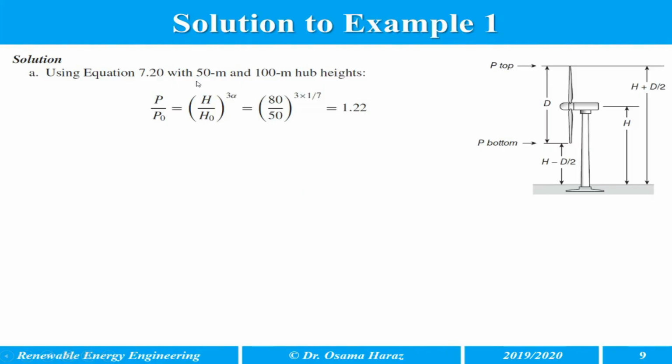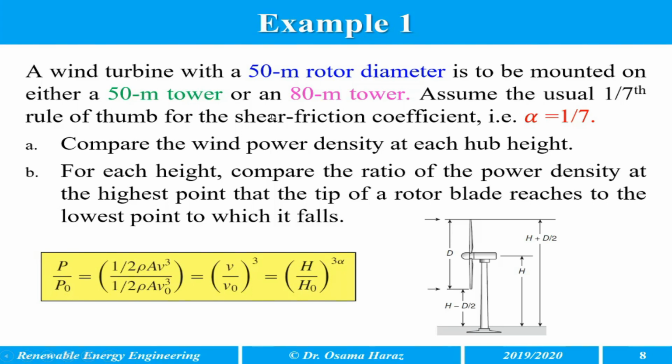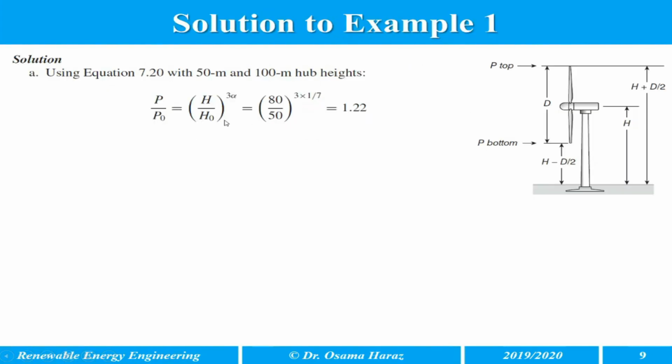So P over P naught equals, what will be the value of H? First one, 80. What will be the value of H? The second one is 50. So 80 over 50 to the power 3 times alpha, and alpha is given as 1/7. So you end up with 1.22. That means 22% more power is available at the taller hub height.